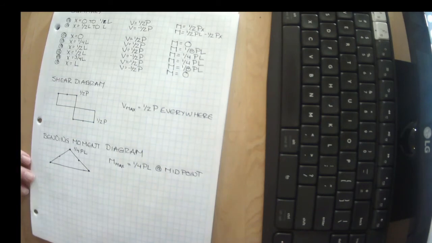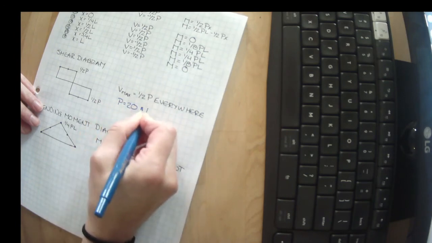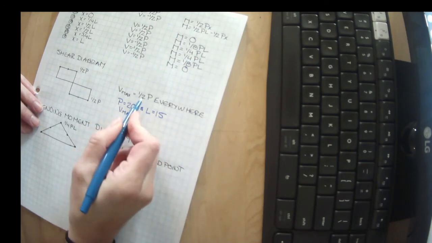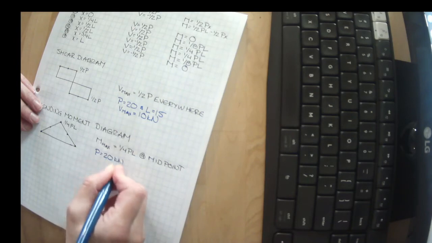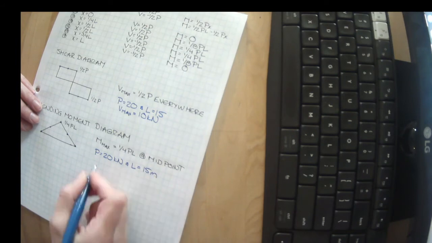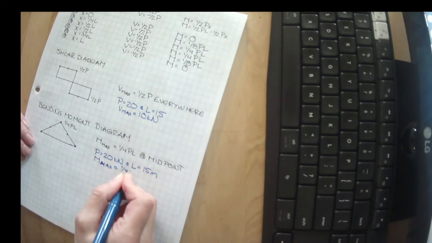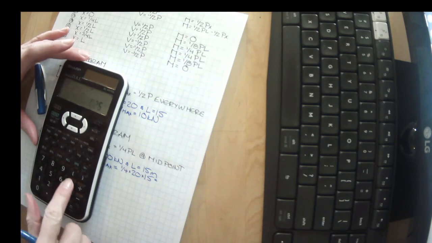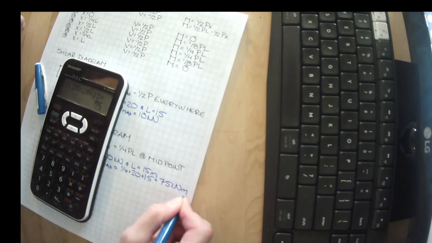And now, if we knew what our force was, let's say we had an example where we had P equals 20 and L equals 15, V max equals 1/2 P or 10 kilonewtons. P equals 20 kilonewtons and L equals 15 meters. M max equals 1/4 times 20 times 15 equals 0.25 times 20 times 15 equals 75 kilonewton meters.